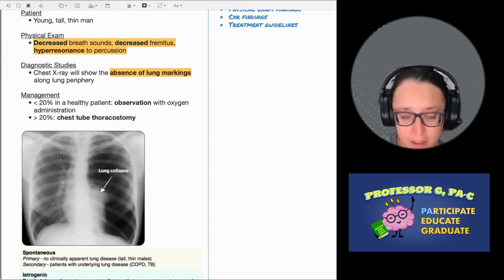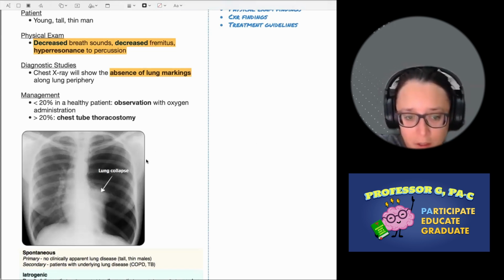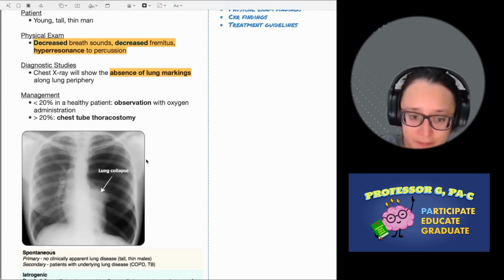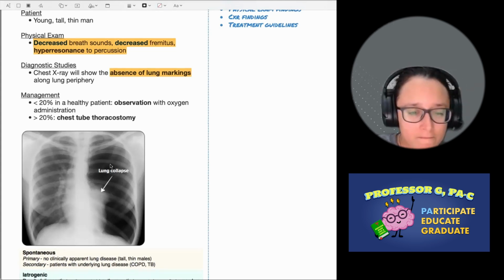So not unilateral breathing, but when you put the stethoscope on one side, you'll hear breath sounds. When you put the stethoscope on the collapsed side, you should not hear breath sounds, or they'll be very decreased, depending on the size of the pneumothorax. What else? Okay, so management.